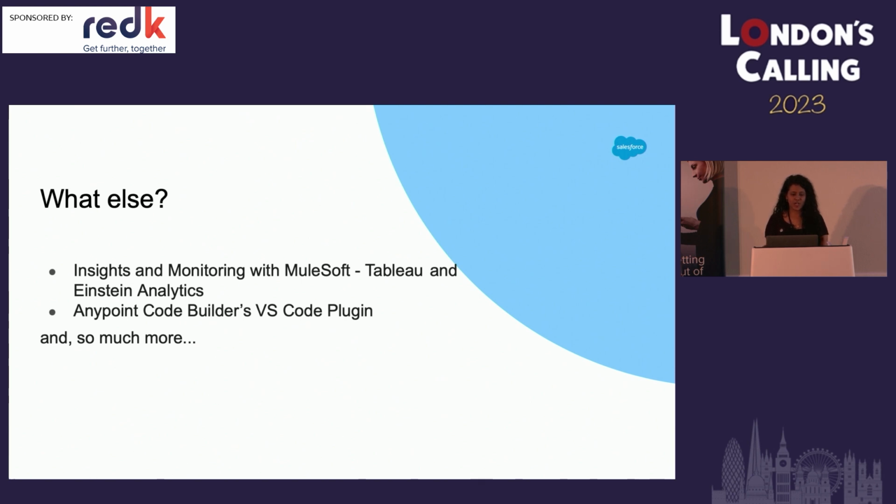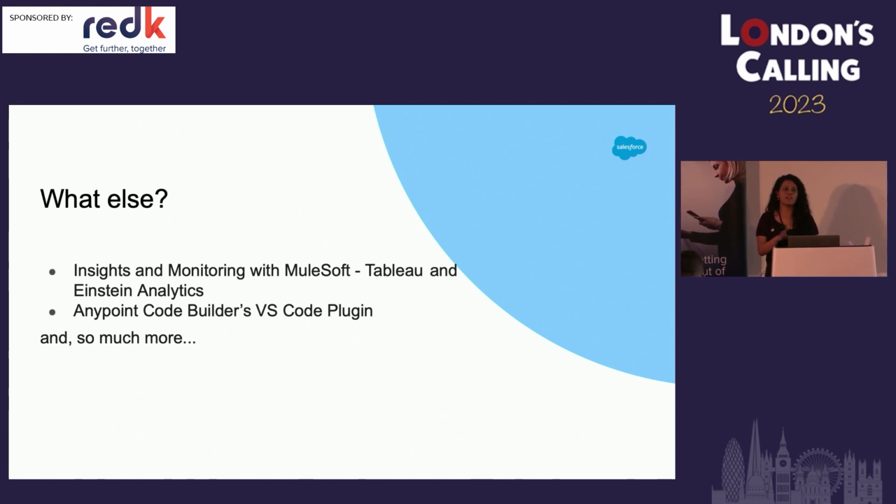The next part is Anypoint Code Builder's VS Code plugin. We have seen Anypoint Studio, right? The MuleSoft Eclipse-based studio where we were designing the Mule application, dragging and dropping. A similar thing will be available in Visual Studio Code. It will be GA later this year, but it's currently available in beta.